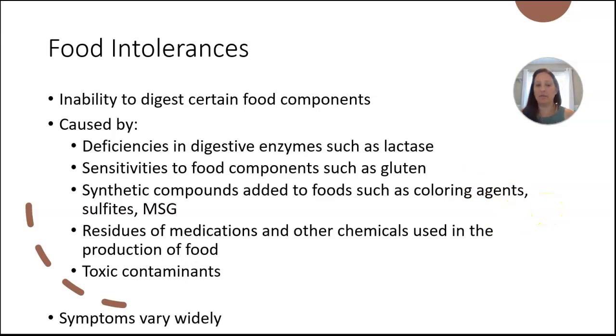Some people are sensitive to food components such as gluten. Okay, celiac disease is different. We're going to talk about that in a minute. But there are people who are just gluten intolerant. It doesn't involve the immune system. They just can't tolerate gluten. They can't digest it. Synthetic compounds such as coloring agents, sulfites, and MSG, preservatives. Some people are intolerant to it. Residues of medication or chemicals used in food production, and sometimes toxic contaminants. Some people have intolerances. Symptoms vary widely.